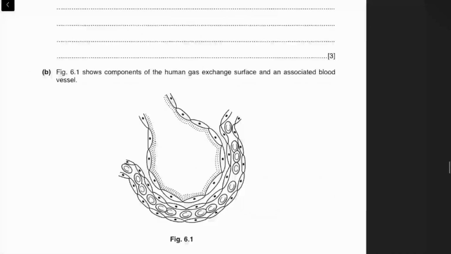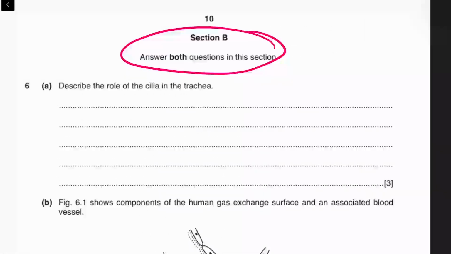Describe the role of cilia in the trachea. What is the purpose of cilia? It is not to trap. Mucus traps. Cilia moves it away. Through its beating action, it moves the mucus. Right?